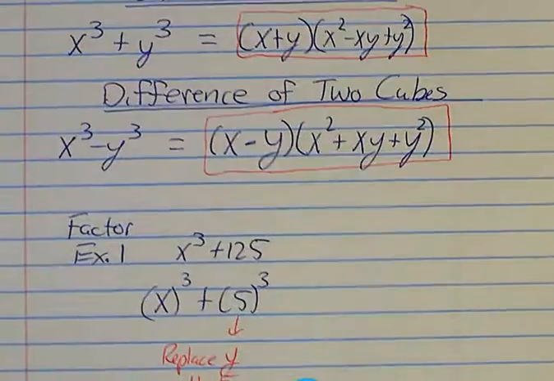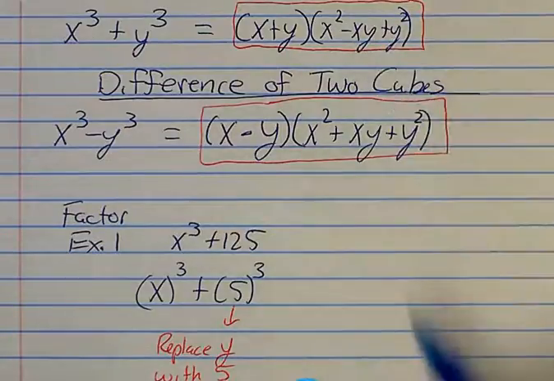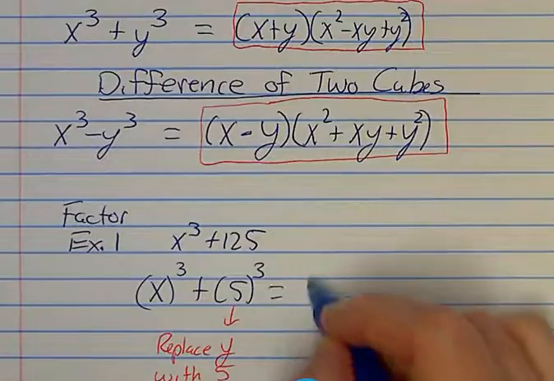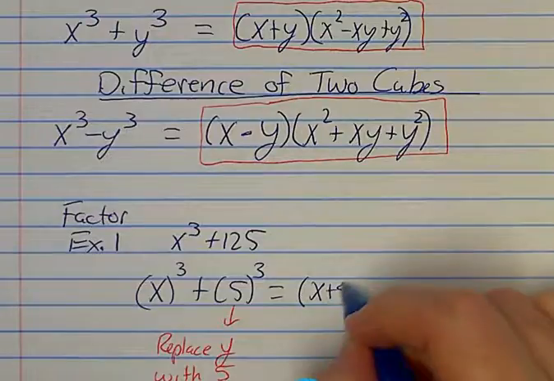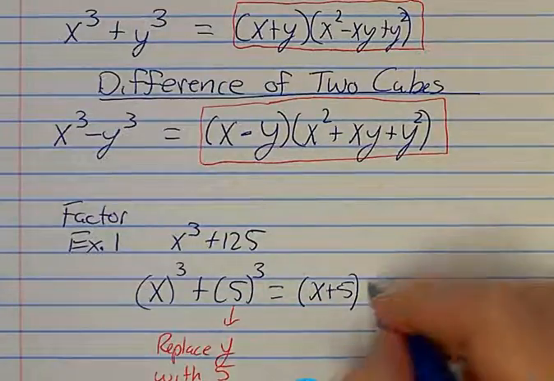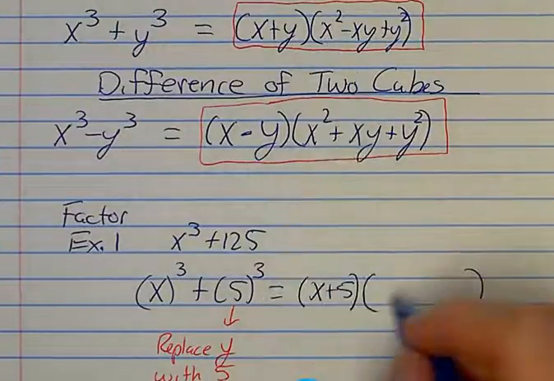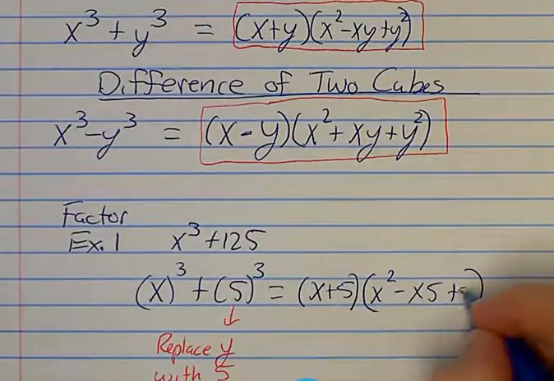And that's what you're going to have to go through for the setup on this one. So we're going to take this formula that's here, and everywhere we have a y, we're going to replace it with a 5. So we're going to have x plus 5, still going to have x squared, minus x times 5, plus 5 squared.